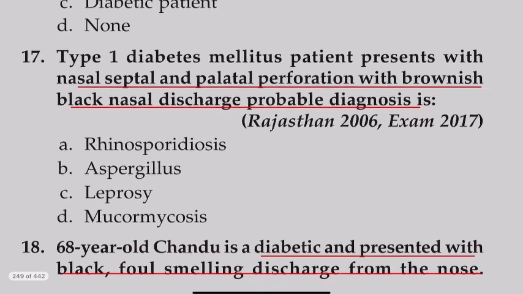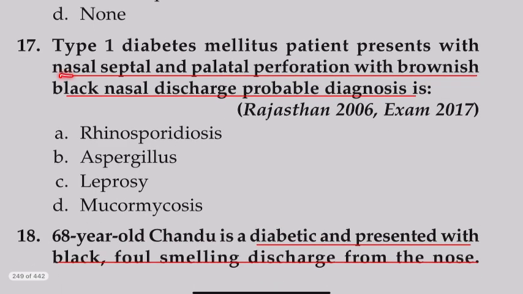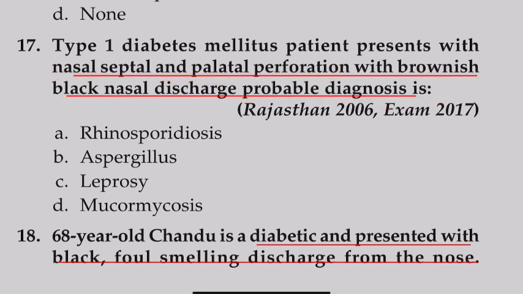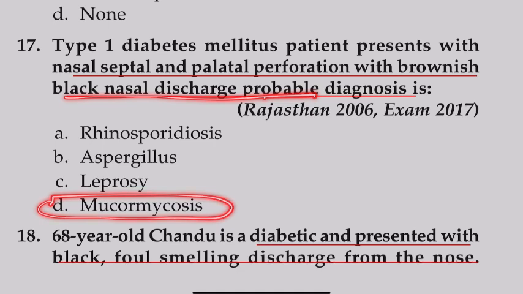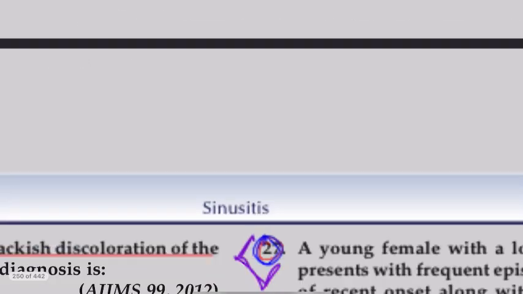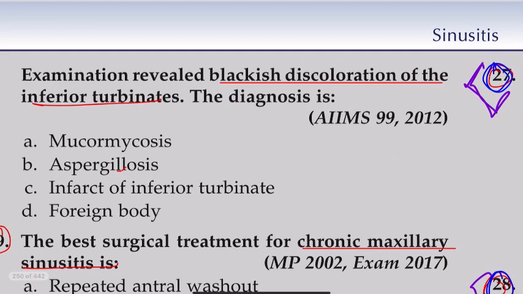A Type 1 diabetes mellitus patient presents with nasal septum and palate perforation, right, with brownish black discharge. Probably the diagnosis is, since here it is a black nasal discharge, we say mucormycosis, right? A 60-year-old diabetic patient presented with black foul-smelling discharge from the nose. Examination reveals black discoloration of the inferior turbinate. The diagnosis is the same thing, that is mucormycosis.